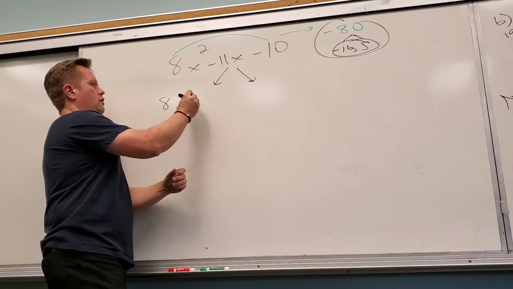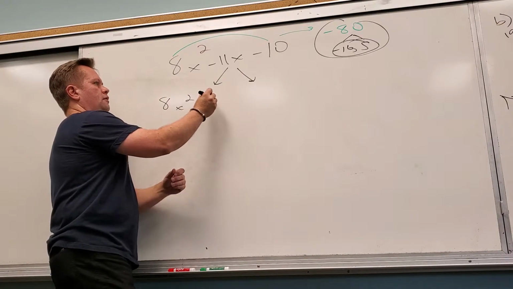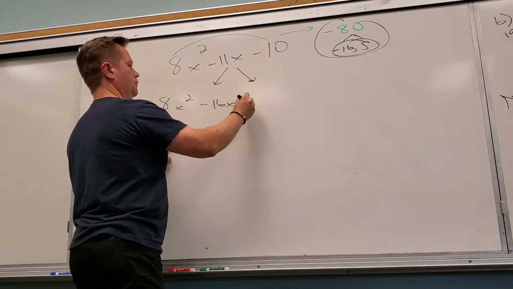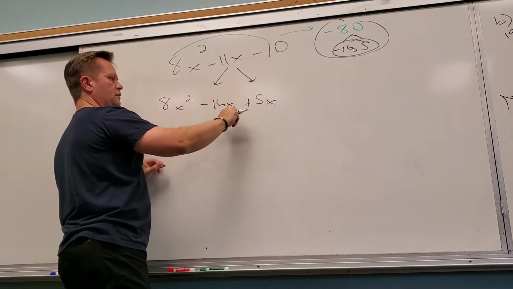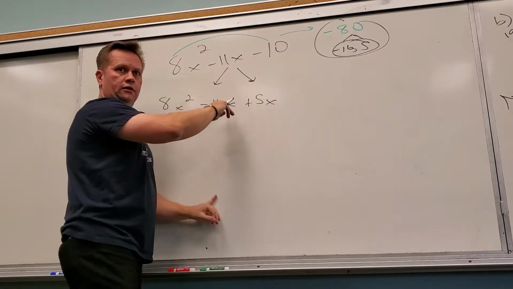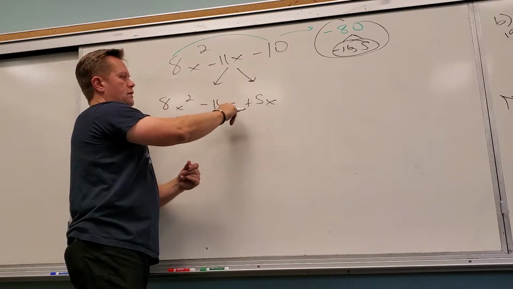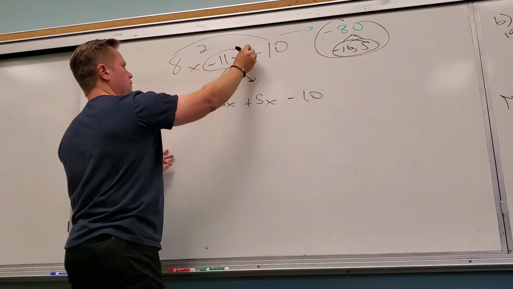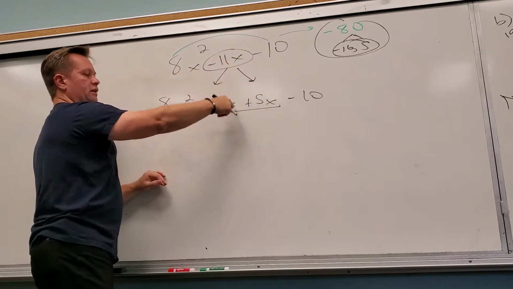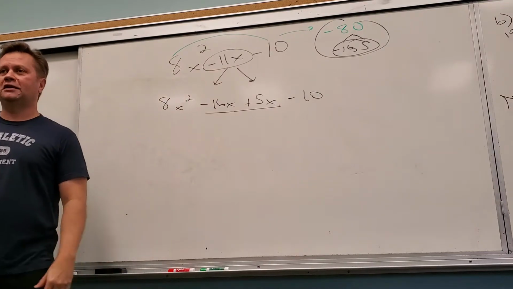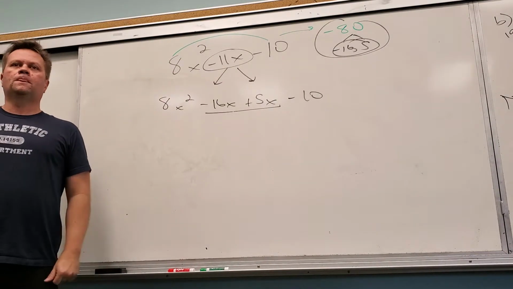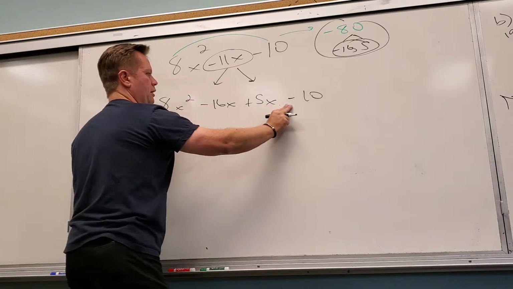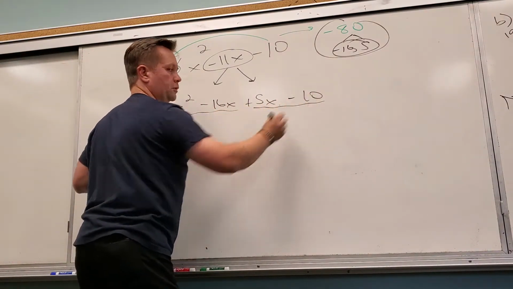8x squared. Minus 16x. Plus 5x. And don't forget, those are just coefficients, right? Do not forget whatever else there has got to go here and here. And then minus 10. So this became this. So have I really done anything? No, I haven't done anything. But what I did do is I reorganized it so now I can use grouping.